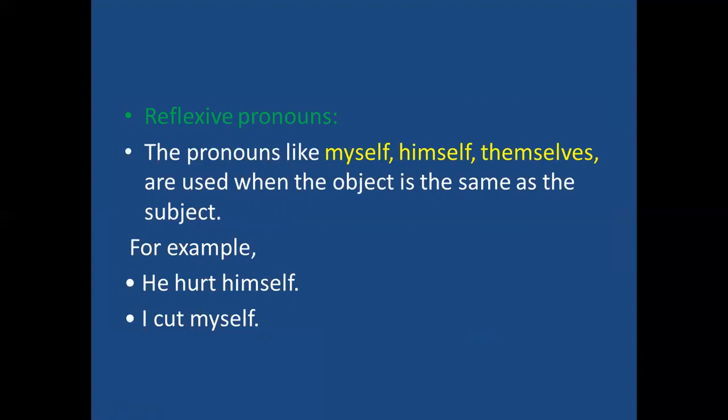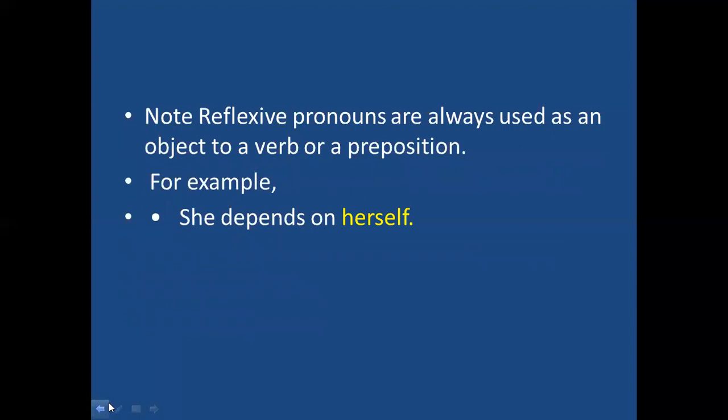Next kind of pronouns are known as reflexive pronouns. There is some kind of similarity between reflexive pronouns and emphatic pronouns. We need to be extremely careful. I told you, emphatic pronouns give emphasis to the subject, whereas reflexive pronouns like myself, himself, themselves are used when the object is the same as the subject. For example, he hurt himself, I hurt myself. Reflexive pronouns are always used as an object to a verb or a preposition. She depends on herself.